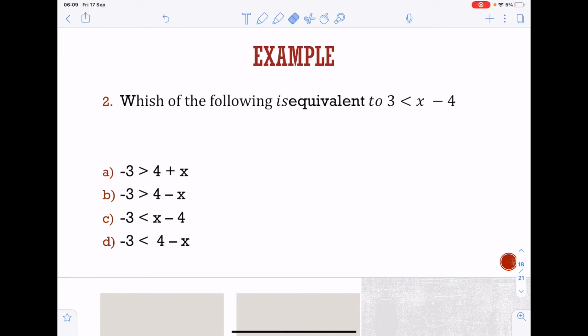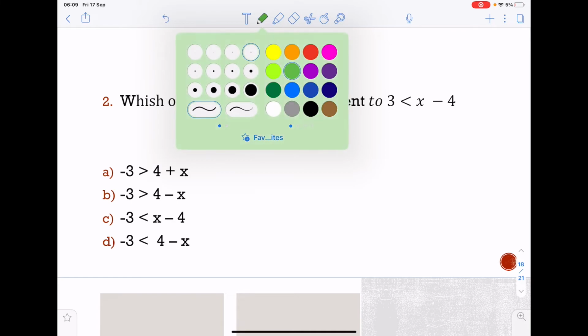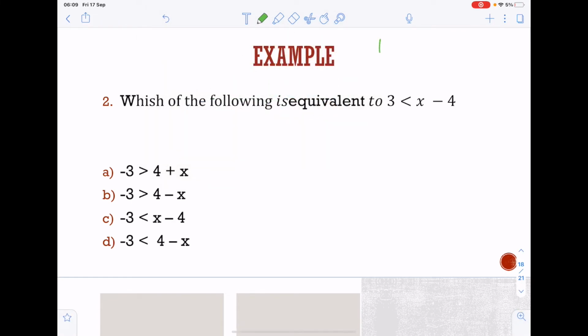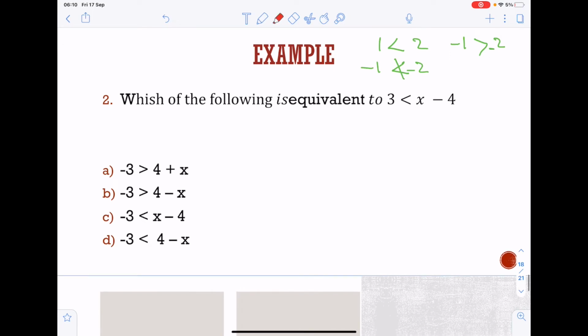Which of the following is equivalent to 3 less than x minus 4? First, just remember that when we multiply inequalities by a negative, we have to flip the sign. For example, 1 is less than 2, but negative 1 is not less than negative 2. So that's why we can say that negative 1 is more than negative 2.